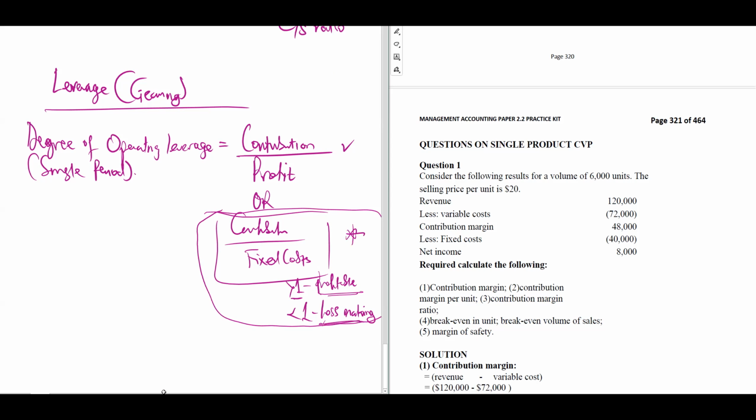Yes, boss. Please, I want to know what about if it is equal to 1? Then that is break even. If it's exactly equal to 1, it means that your fixed cost is equal to your contribution. So that means that product is neither profitable nor loss-making. Do you understand?